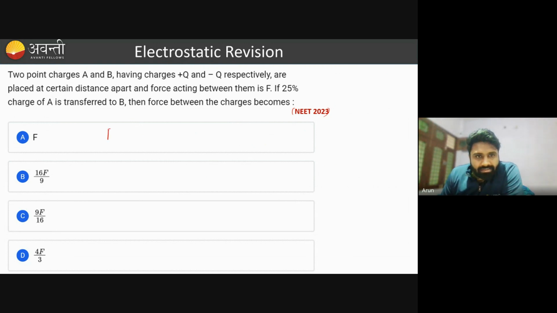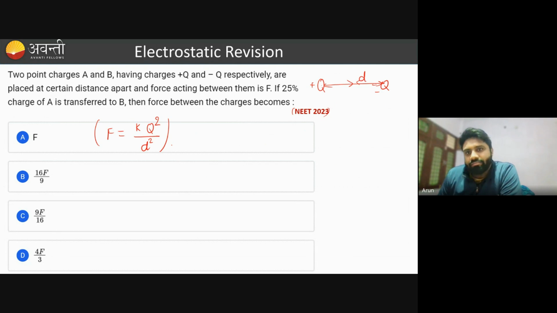So we know that initially the force between them is nothing but K Q1 Q2, which is plus Q and minus Q, so K Q square divided by the distance between them, let's say D. So it will become D square. This is the force initially present between them. This is plus Q, this is minus Q. The distance between them I have considered as D. So this force will be attractive in nature.